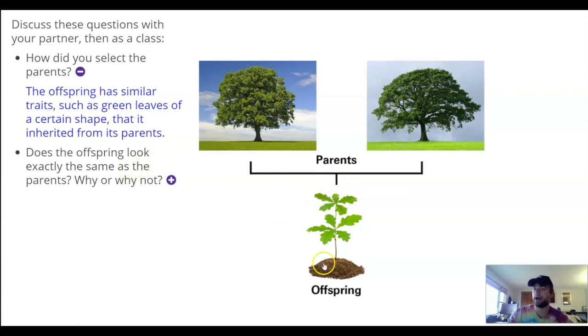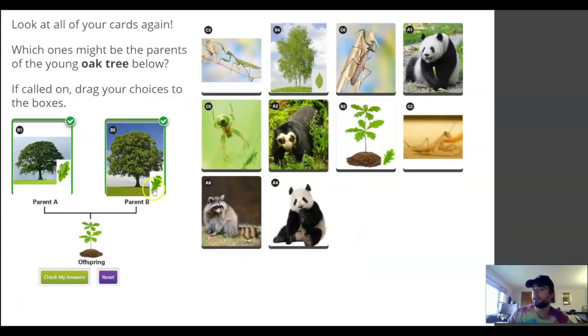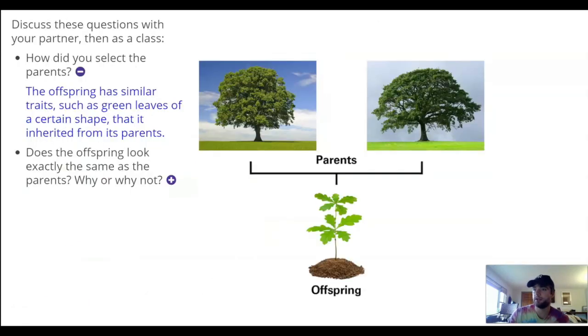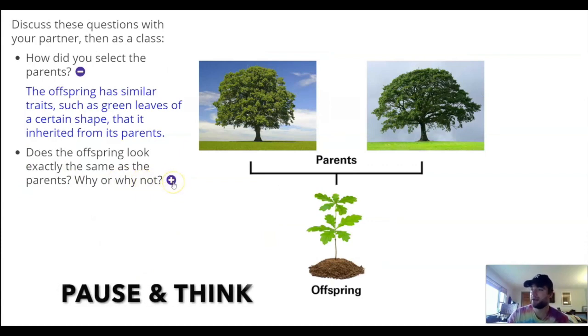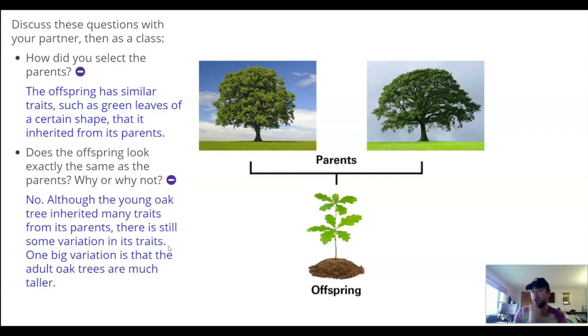And that's exactly what I was looking at too. I was looking at the shape of the leaves of this tree and the shape of the leaves that you see here in these pictures. Because it looked similar, I thought that that was the oak tree. Again, does the offspring look exactly the same as the parents? Why or why not? No.